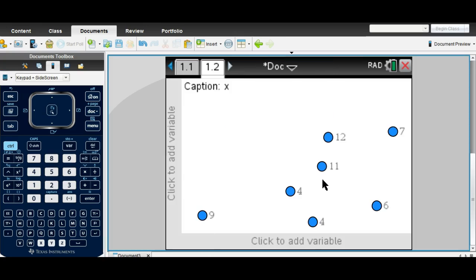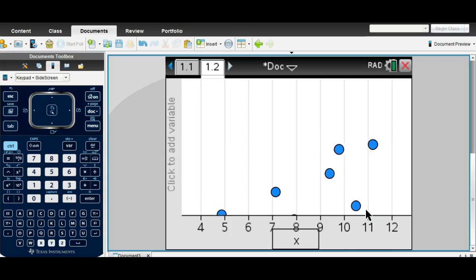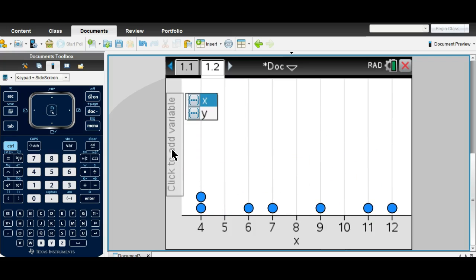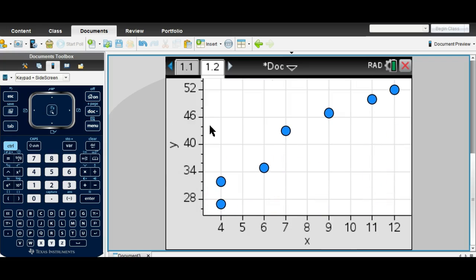These dots here mean nothing. These are just random dots. We have to click to enter our X variable on the X-axis. Click to enter our Y variable on the Y-axis, and that's what our scatter plot should look like. It should be the exact same as our other hand-drawn scatter plot because it's the same points.